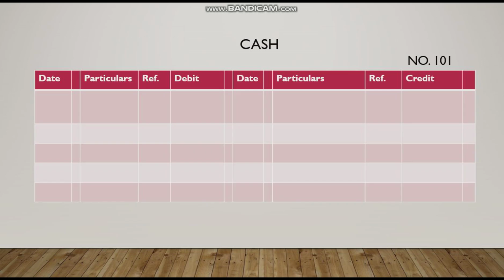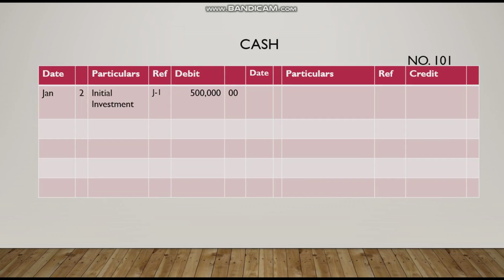So here is the cash account and it is under account number 101. Take note of this account number as we will be needing this when we return to the general journal. Now, let's put in the information. The date was January 2, initial investment. The reference number is J1, meaning journal, page 1. This means that you got this information from the journal, page 1.